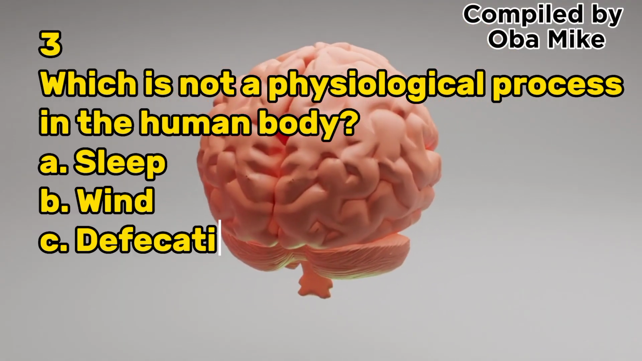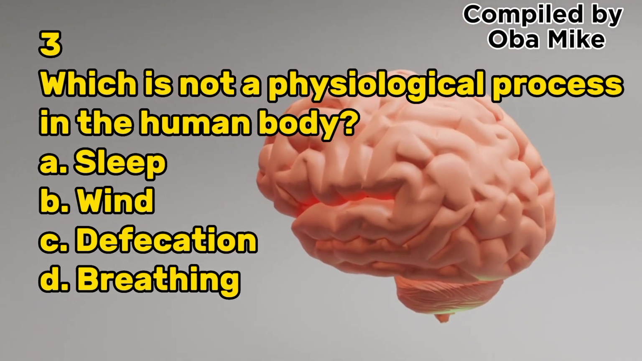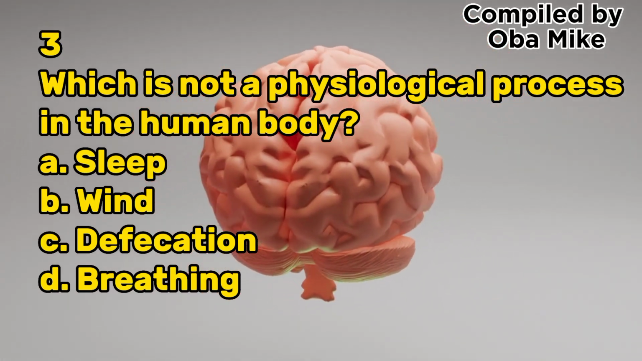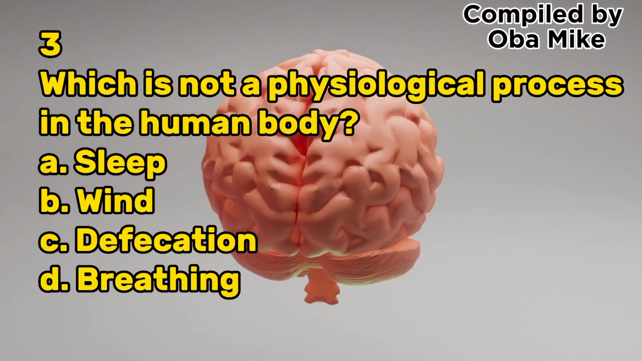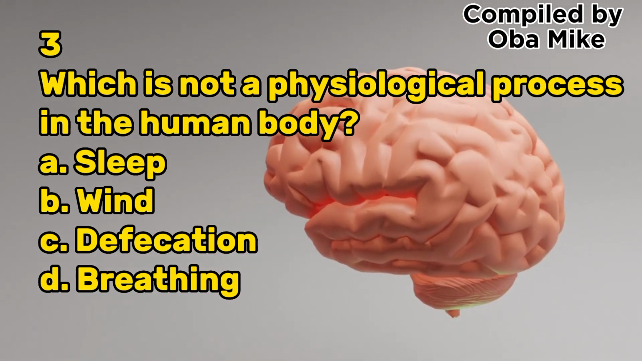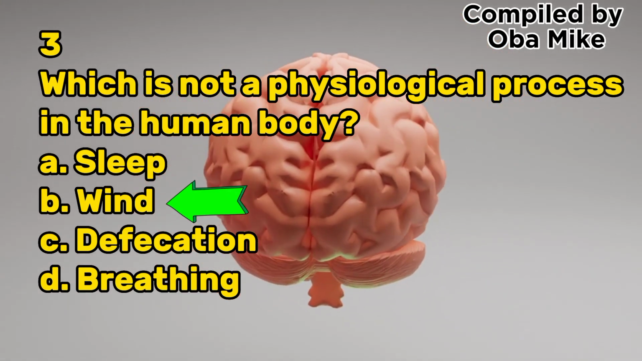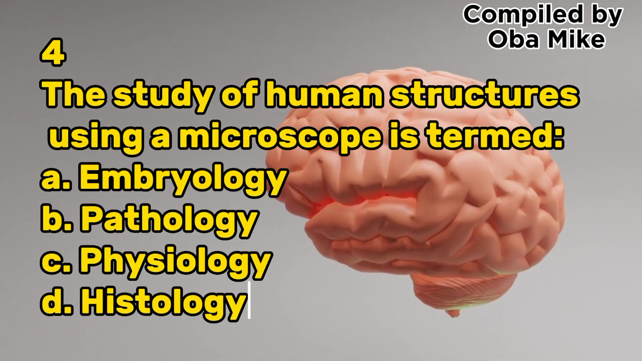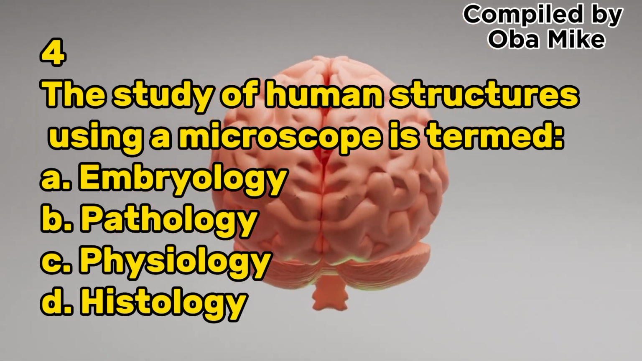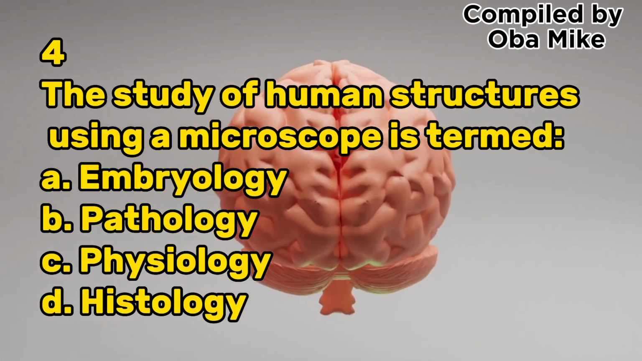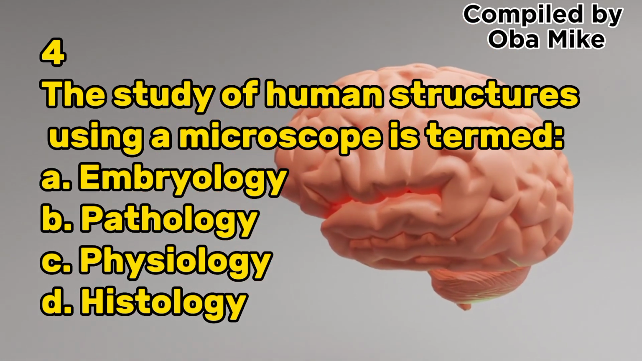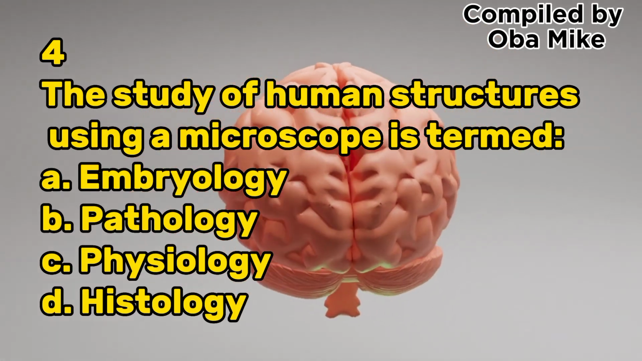3. Which is not a physiological process in the human body? A. Sleep, B. Wind, C. Defecation, D. Breathing. 4. The study of human structures using a microscope is termed A. Embryology, B. Pathology, C. Physiology, D. Histology.